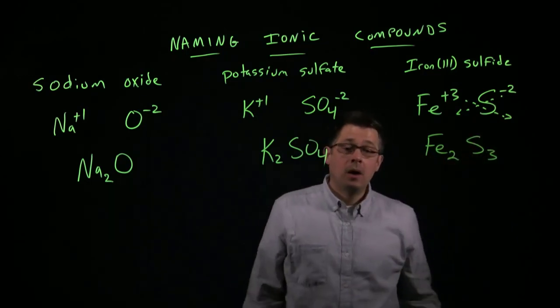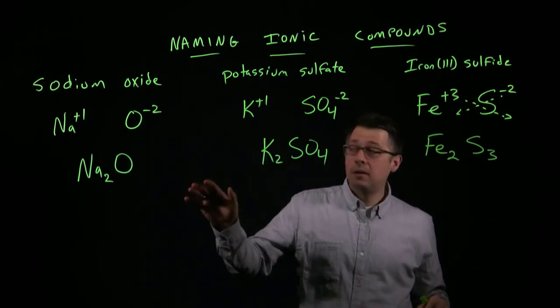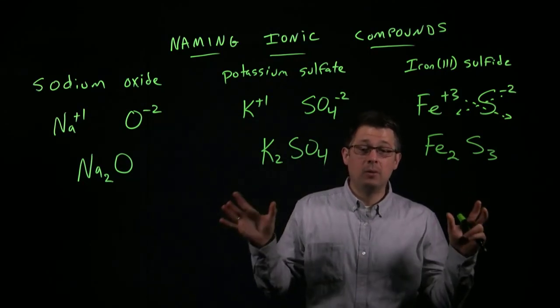Fe2S3. All 3 of these compounds are ionic compounds. Typically, we know a metal bonded to a nonmetal is an ionic compound, and so it's composed of ions.